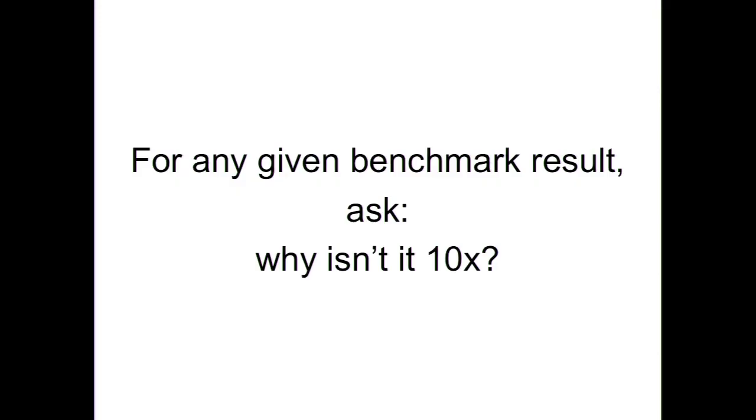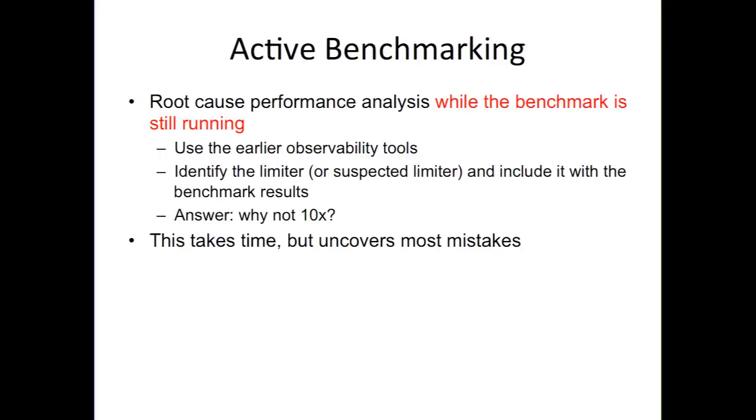How to fix this? For any given benchmark result, ask why this number and why not 10 times faster? The process of answering that will lead you to root causing the benchmark and finding out what was really tested. That means using all the observability tools that I mentioned. It's called active benchmarking, and that's where you root cause performance analysis while the benchmark is still running. You can use those tools to answer why and why not 10x.